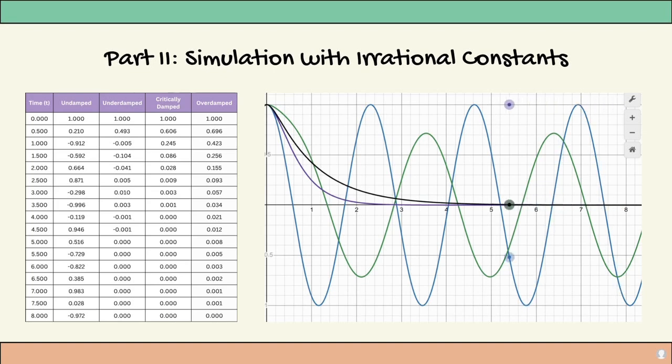Third, the critically damped curve, which is purple, forms a smooth and rapid decay to 0. This specific shape happens because the damping resistance is perfectly balanced. It forces the system back to equilibrium in the absolute fastest time possible without overshooting the baseline or bouncing even once. This represents the ideal suspension setup.